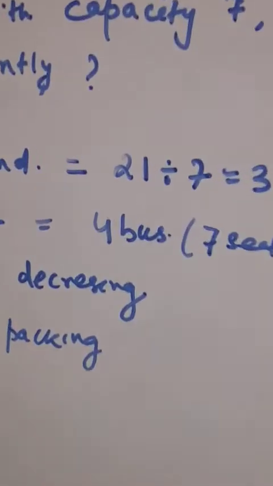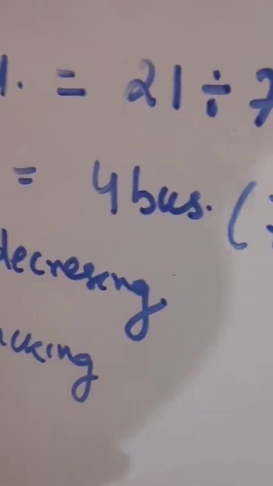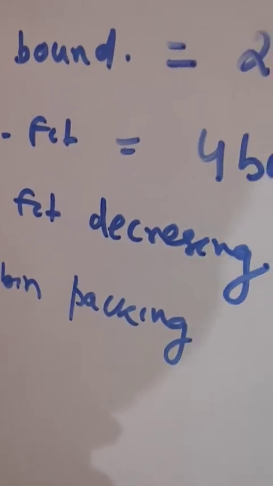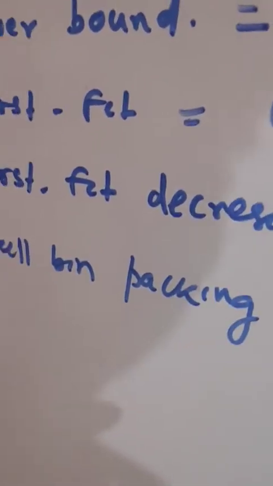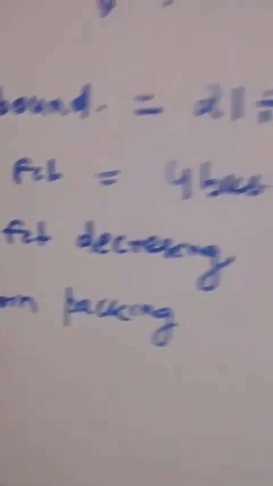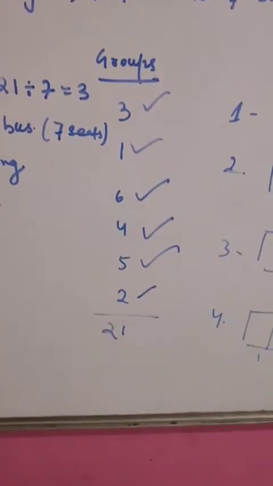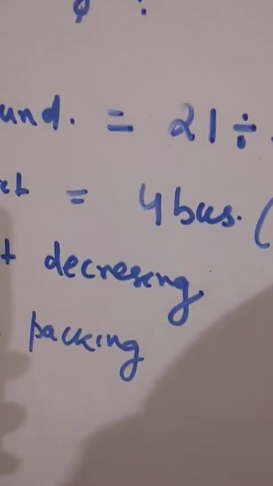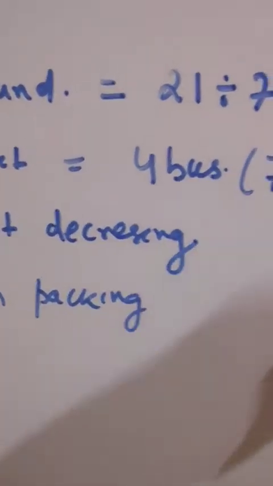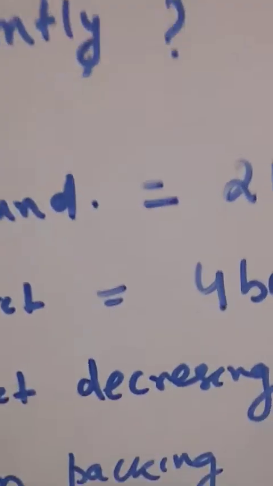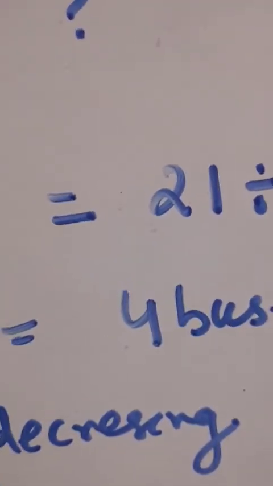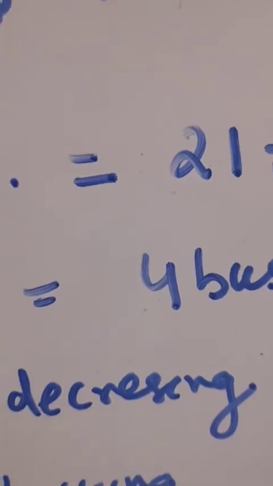First fit decreasing. In first fit decreasing, we have to arrange these groups in the decreasing order. 3, 1, 6, 4, 5, 2. I have to write them in the decreasing order. Let me write it. Decreasing order: first 6, then 5, then group size 4, then 3, then 2, then 1.